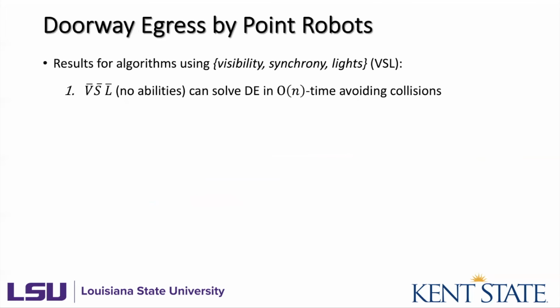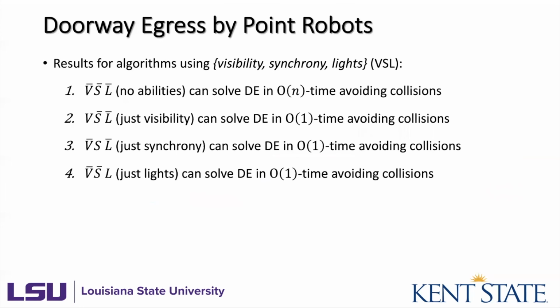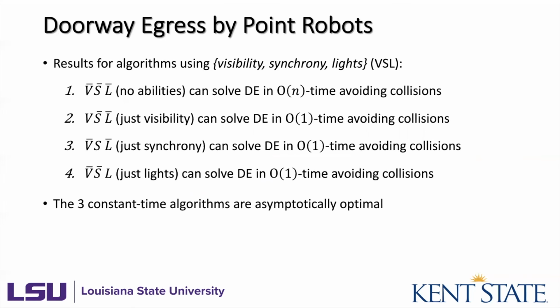Our paper has these results. So the first result is for no abilities. So with no abilities, that is no visibility, no synchrony, and no lights, robots can solve doorway egress in linear time, avoiding collisions. We've also shown that with any one of these abilities, the robots can solve doorway egress in constant time, avoiding collisions. And the constant time algorithms are asymptotically optimal, since each robot must move at least once to reach the doorway. We conjecture that strictly greater than constant time is needed if the robots have no abilities.